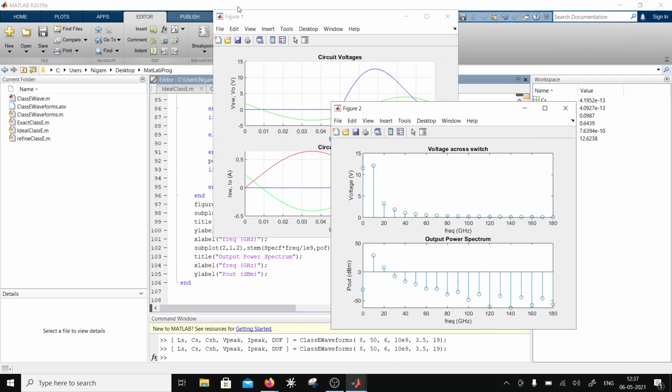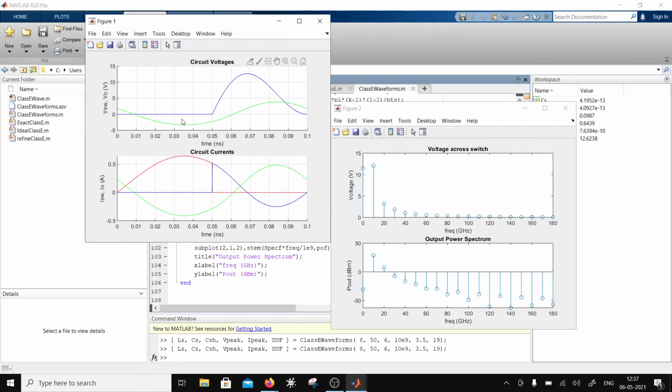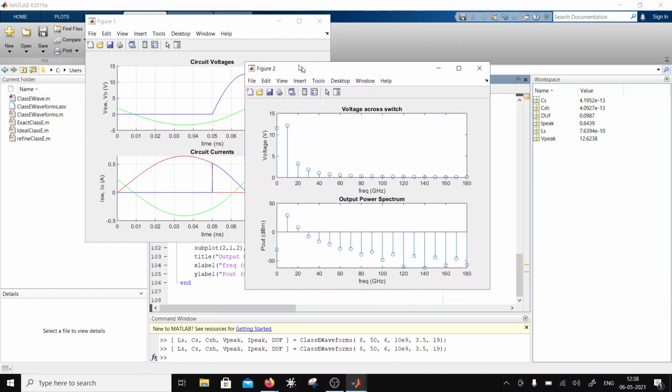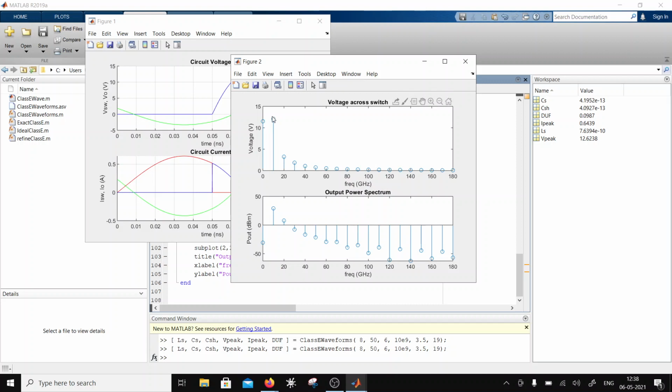Okay, so this is my ideal class E waveforms. The blue is the voltage across the drain, and the green is the output voltage. The red is the current through the switch, and the blue one is the current through the capacitor. And then this green one is the output current. And over here we have the voltage across the device.